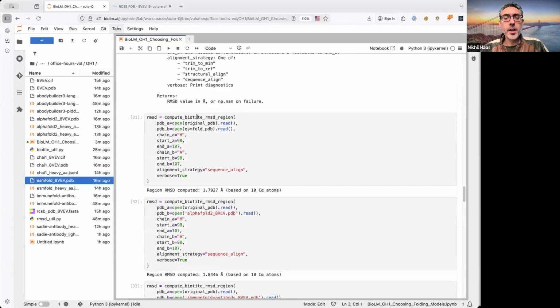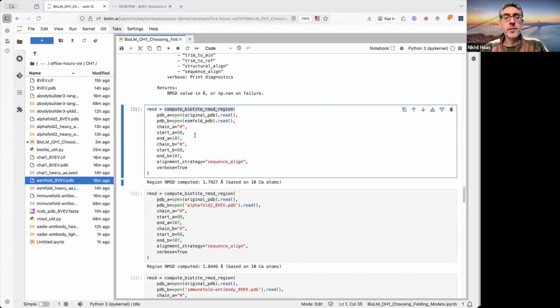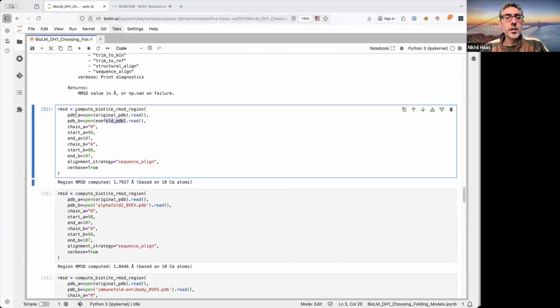Next, we have a function that computes RMSD on a specific region. So here, for instance, we're passing in the original PDB and ESMFold, and we're going to look at positions 98 through 107. So remember the CDR3 region. So now we have the RMSD in the CDR3 region, which is actually much less than our RMSD of the rest of the chain.